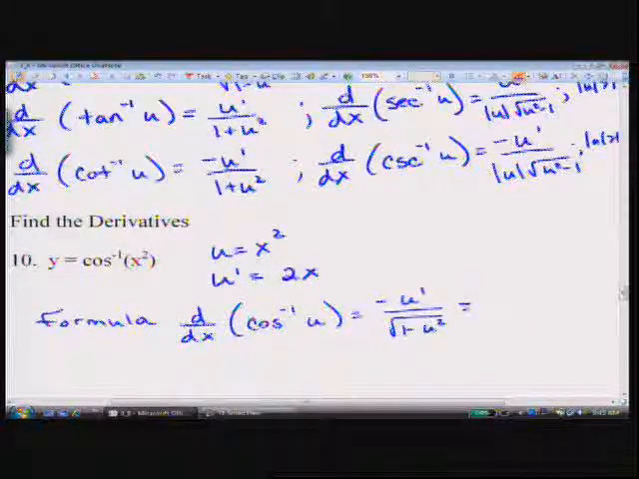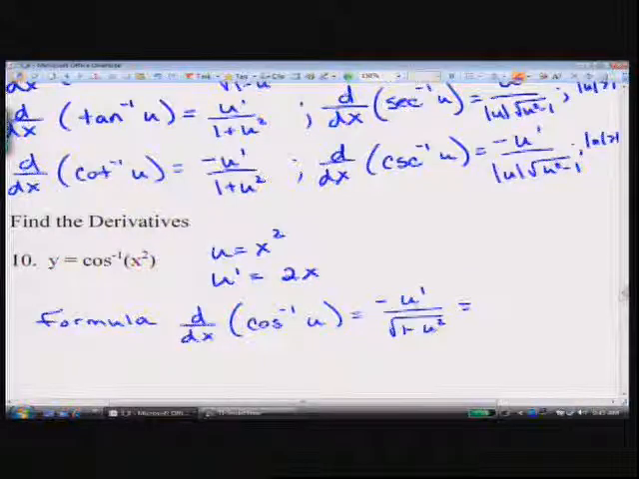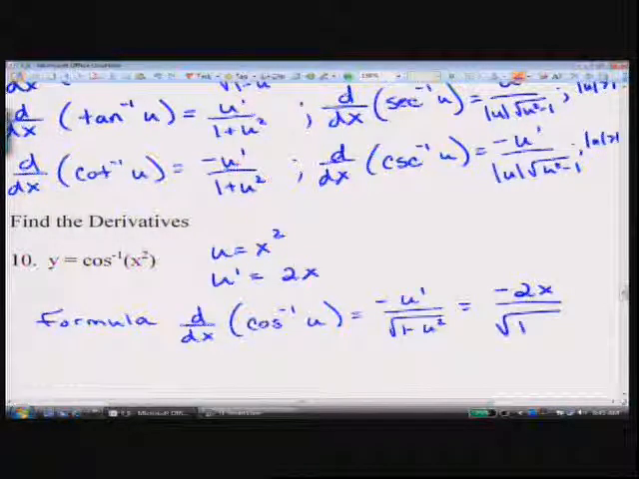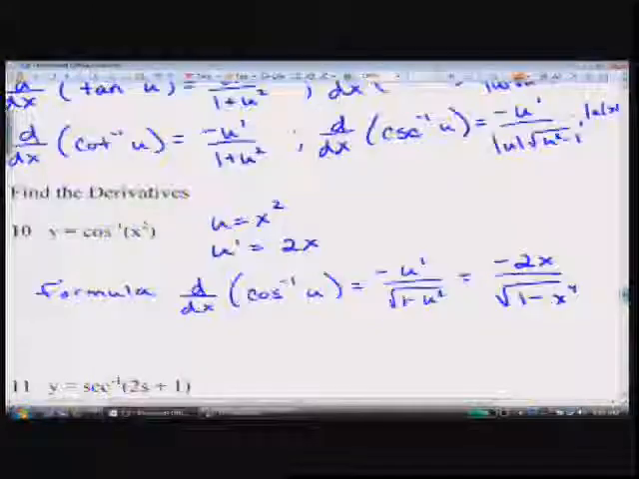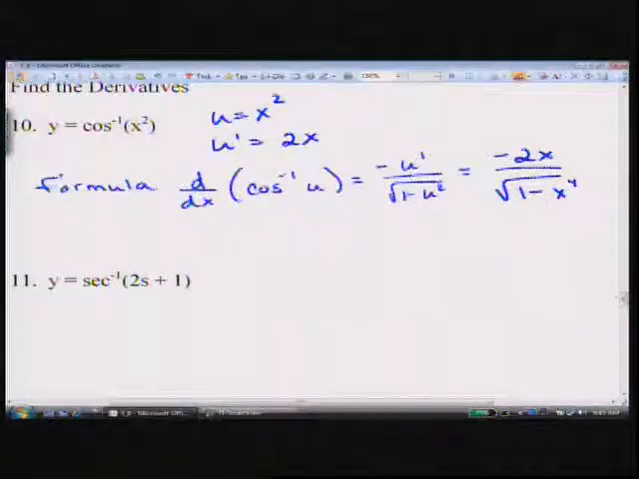So you have identified specifically for this problem what u prime is, right? For this problem, u prime is 2x. So it's going to be negative 2x over the square root of 1 minus u squared, which is x squared. So this will be x to the 4th, because it's x squared squared. Okay? So once you know how to read the formula, it's pretty easy.